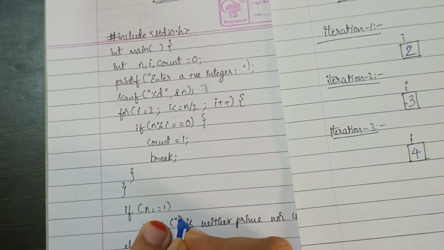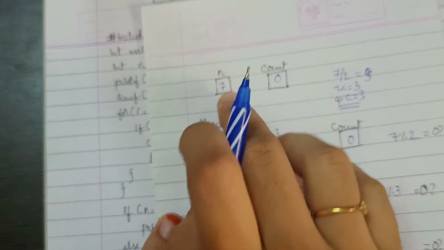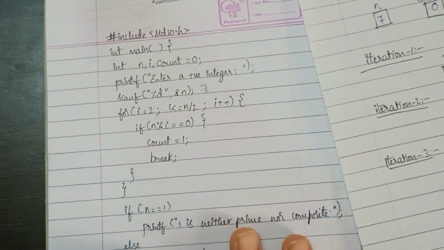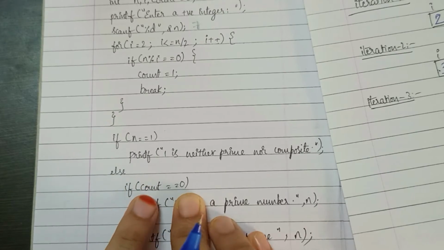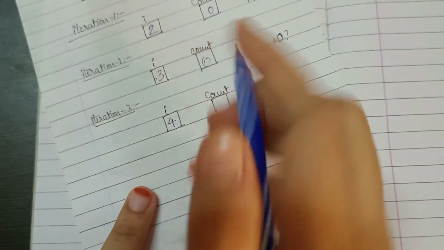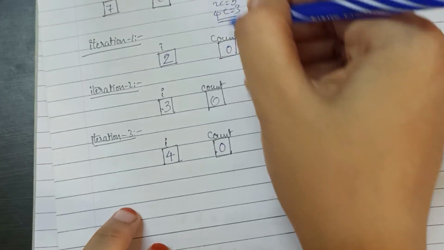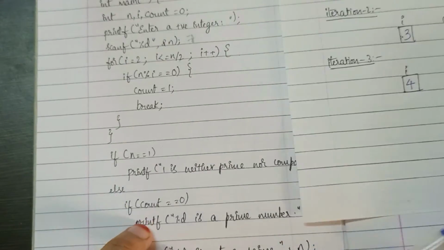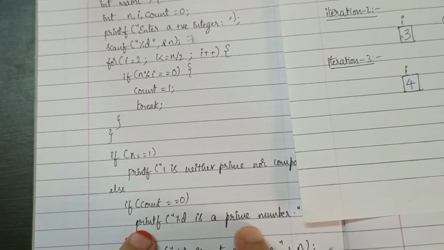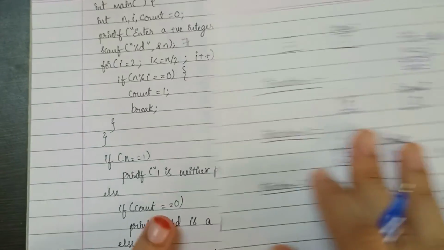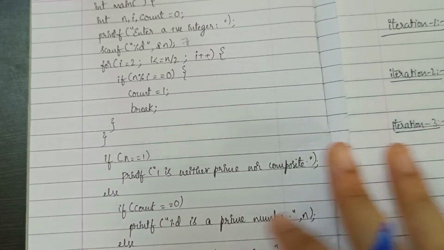If n equals 1: now the value of n is 7 here, so is n equal to 1? No. Else if count equals 0: is the count value 0? Yes, the count value is 0. It does not get changed through these iterations. So printf, it is a prime number. Is 7 a prime number? Of course it is a prime number. Okay, 7 is a prime number.